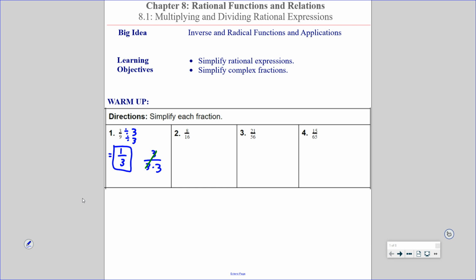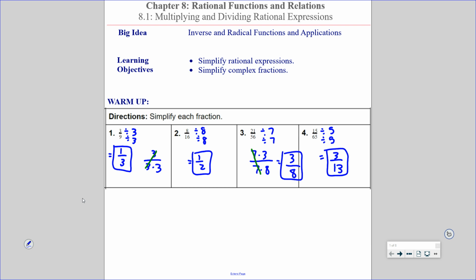All right, what's my common factor in number 2? 8. Good. 8's my common factor, so it reduces to 1/2. GCF in 3? 7. Or again, I could look at this as 21 is 7 times 3. 56 is 7 times 8. I'm not doing like their prime factorization, right? They have a common factor of 7. 3/8. That's how we simplify fractions, right? We divide out their common factors. Okay. Here, 5. Should have gotten 3/13.